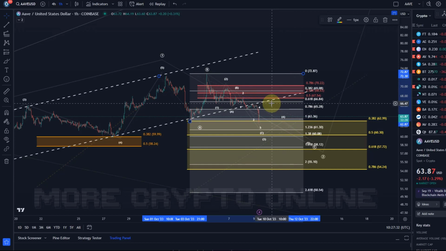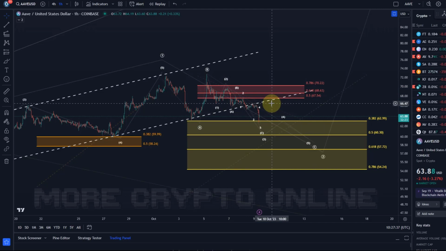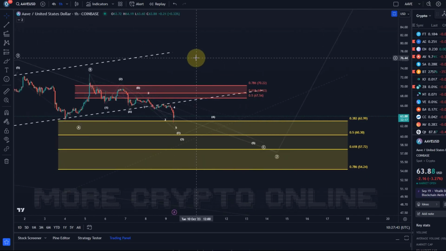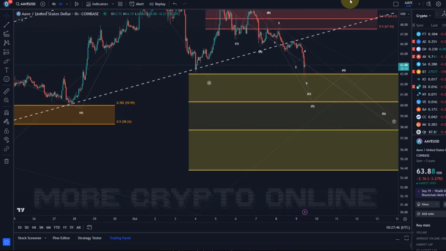I'm not saying it will turn around here. Ideally, I would prefer lower still, to maybe around about 58. So 60 to 58 would be ideal. It should certainly not go below 54, because if it does, then this setup will fail. But for now, there is no indication it has bottomed, okay?